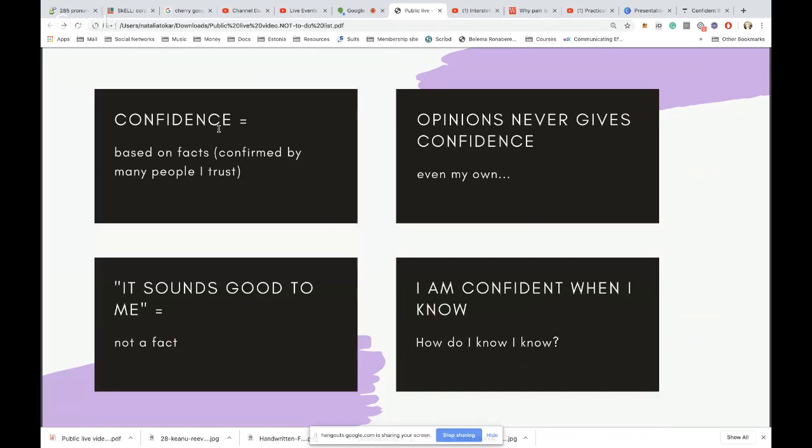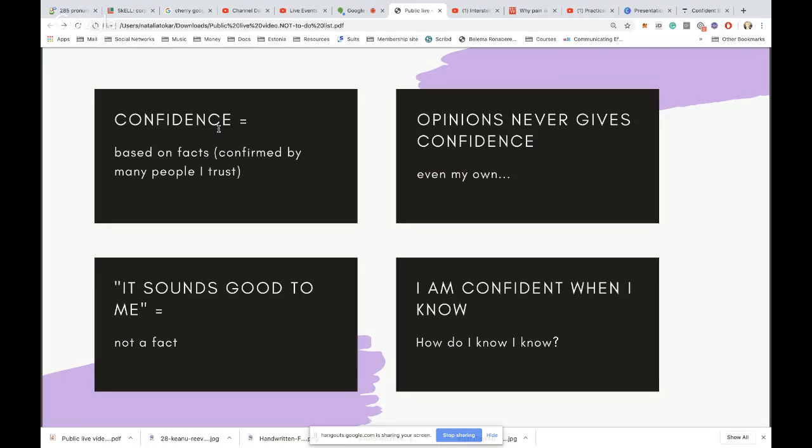Confidence comes when it's based on facts, like it's confirmed by many people I trust. And when I'm confident in the word combination that I want to use, if I think it's a great word combination, I'm not confident. I think it's a great word combination. When many non-native speakers confirm that it's the correct word combination and they use it every day, then that gives me confidence, all right? And I can use that. So I remember that it has to be proven by other people and confirmed by people that I trust.